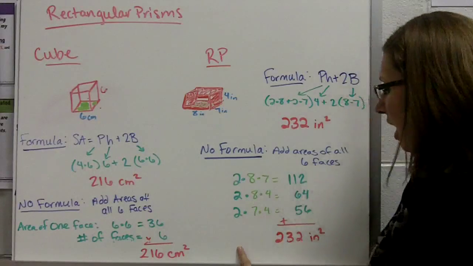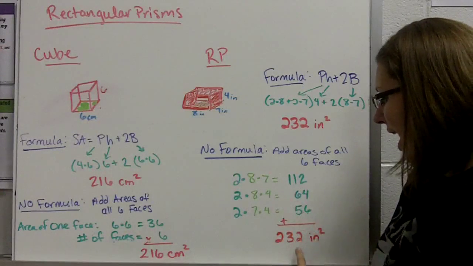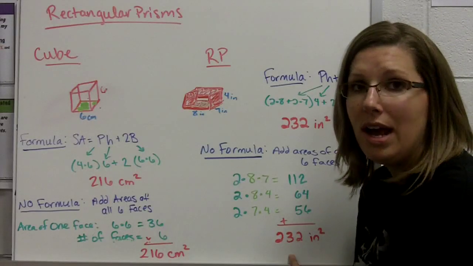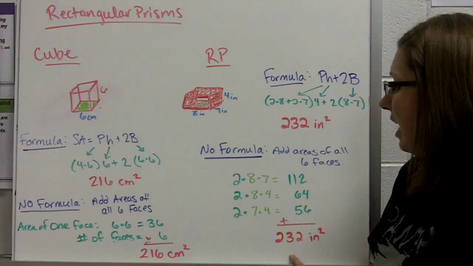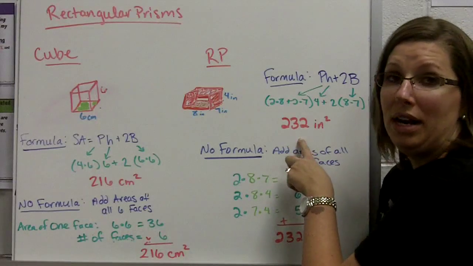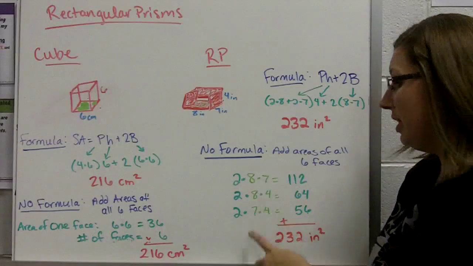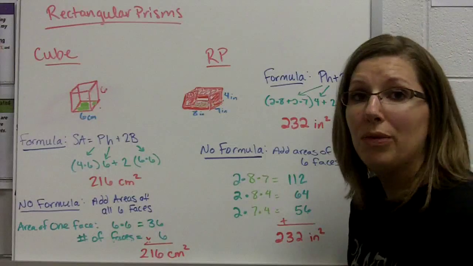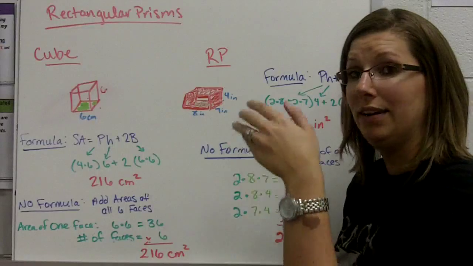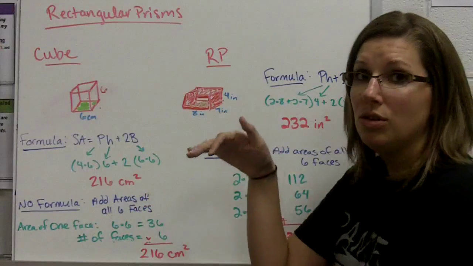And then when I multiply, add it up, because that's what surface area is, adding all the areas of all of the faces. I get the same number as when I use the formula. But this is more visual. I literally went through my diagram and I said I have 2 of these and 2 of these, 2 of these and 2 of these.